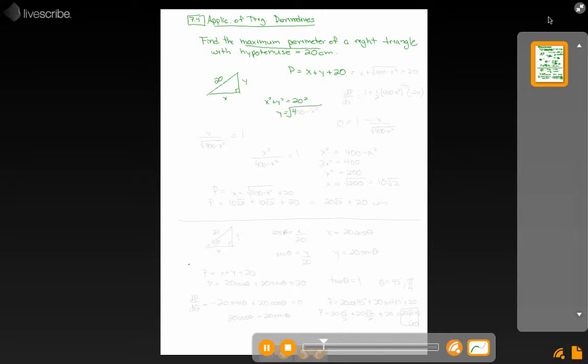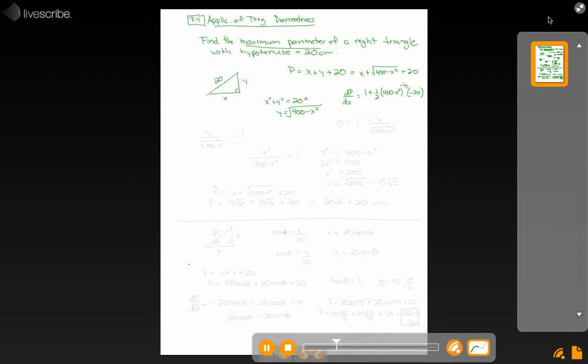So y equals the square root of 400 minus x squared. So I could change my perimeter equation to be just in terms of one variable: x plus the square root of 400 minus x squared plus 20 is the perimeter of this right triangle. So now I can say, well, what's dp by dx? And so it's 1 plus a half times 400 minus x squared to the negative a half times negative 2x, and then the derivative of 20 is 0.